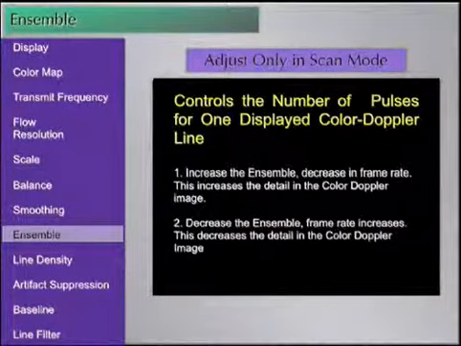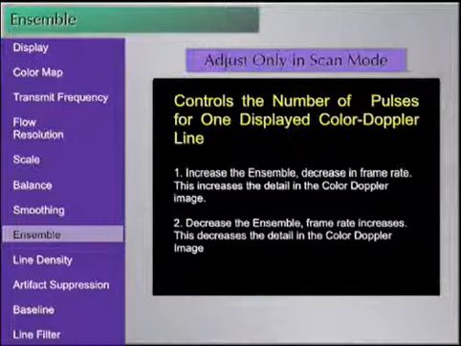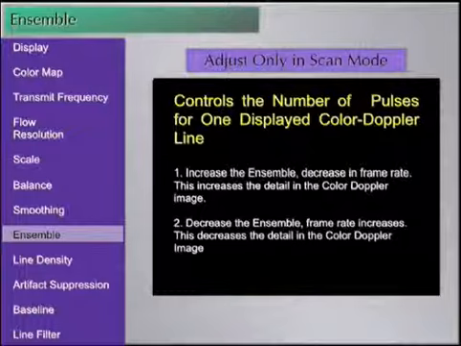The ensemble setting controls the number of pulses for one displayed color Doppler line. If one increases the ensemble, the frame rate decreases but the color detail improves. If the ensemble is decreased, the frame rate increases but the detail of the color image decreases. Let's see examples of the effects on the color display when we adjust these settings.